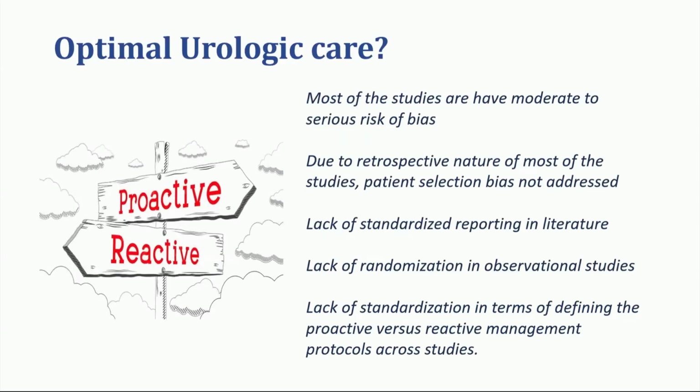So, which is the optimal? Although there has been a trend towards a proactive or early approach based on the increasing evidence from these retrospective cohort studies supporting the proactive approach, deciding which one is better or optimal is still difficult because most of the studies have moderate to serious risk of bias, and due to the retrospective nature of most of these studies, patient selection bias has not been addressed. There's a lack of standardized reporting in the literature, a lack of randomization in observational studies, and there's also a lack of standardization in terms of defining what is the proactive versus the reactive management protocols across the studies.